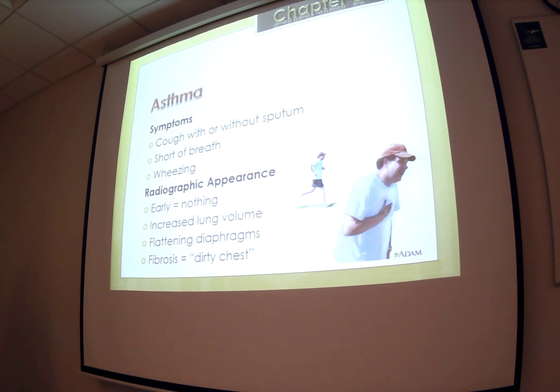Symptoms, cough with or without sputum, shortness of breath, wheezing. Radiographically, you're not going to really see anything in the early stages. It'll look nice and clear. As the asthma reaction goes along longer, you can see increased lung volume, flattening of the diaphragms, and fibrosis, or what's termed dirty chest. So that fibrosis is just from that thickening of those bronchial walls over time. That's typically a chronic issue.